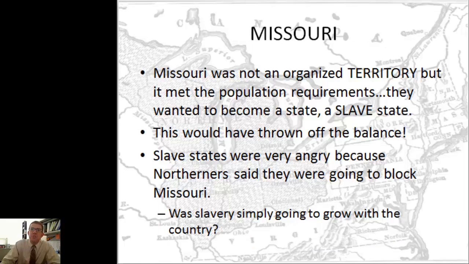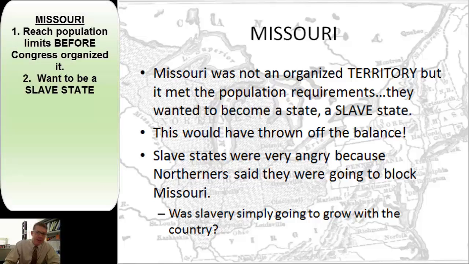Well, Missouri screws up everything. Missouri was not an organized territory, so that means that the Congress hadn't made any rules about it. But people flooded Missouri all of a sudden, and suddenly they had all the population requirements, and they wanted to become a state. Well, they wanted to be a slave state.